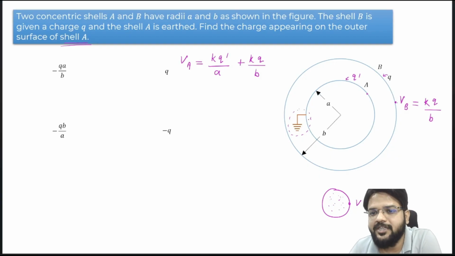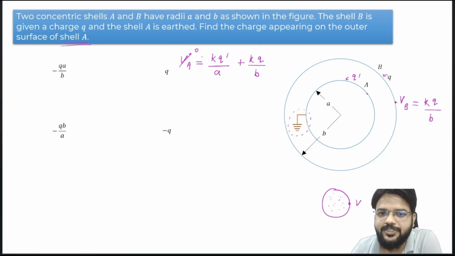Now see here, we are doing earthing also. So A is connected with the earth. When I connect this A conductor with the earth, everyone, what will happen? The potential of A is becoming 0. So now we have 0 equal to KQ dash by A plus KQ by B.